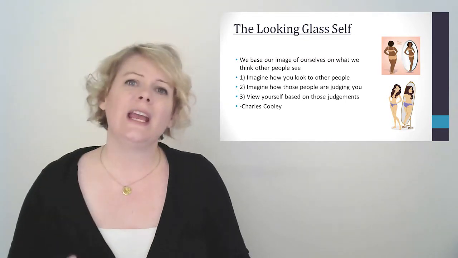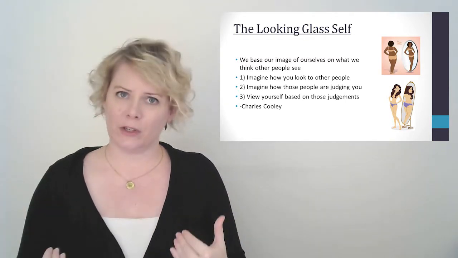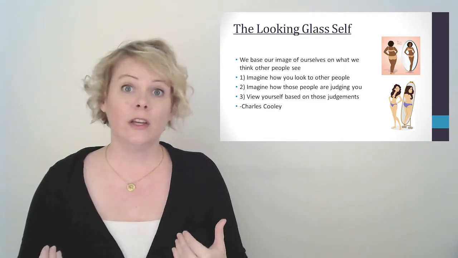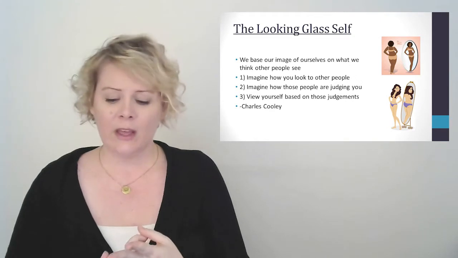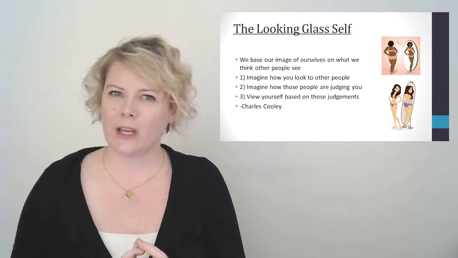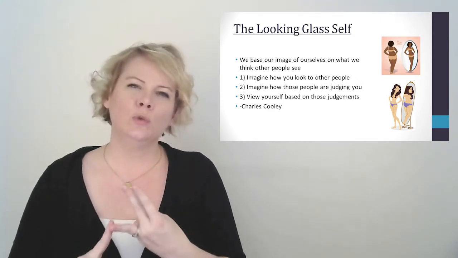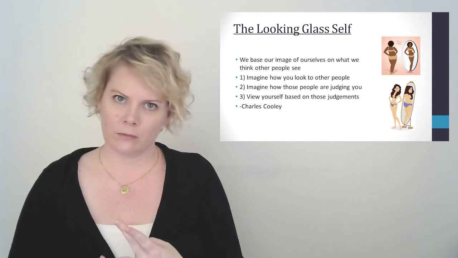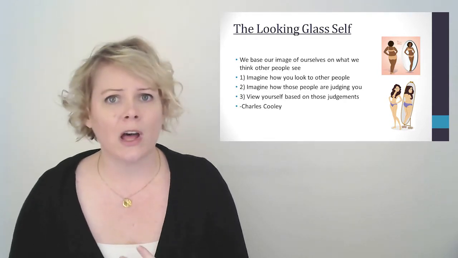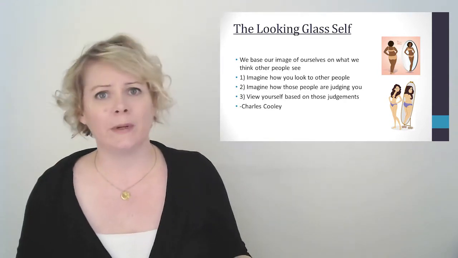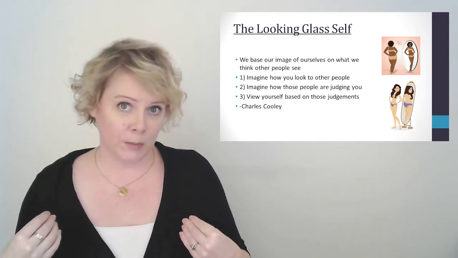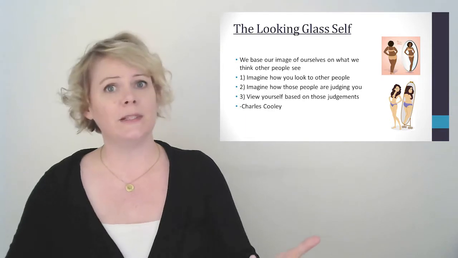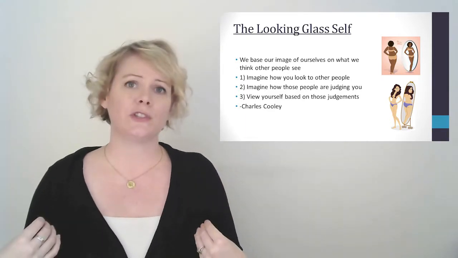The third part is viewing yourself based on those judgments. So again, first you think about other people imagining you. Then you think about what they see when they imagine you, and then you rely on their version of you. So if people tell you all of your life that you are much too skinny to ever be sexually attractive, you will imagine yourself that way. Similarly, if they tell you you're much too fat to be sexually attractive, you will imagine yourself that way.